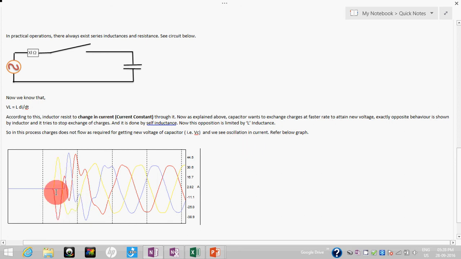Even in this particular graph, we have a 7% reactor in series with the capacitor, and we started the capacitor at 0 volts, but still, because of the inductance in series with the capacitor, this oscillation is seen, and that is called transient oscillation.